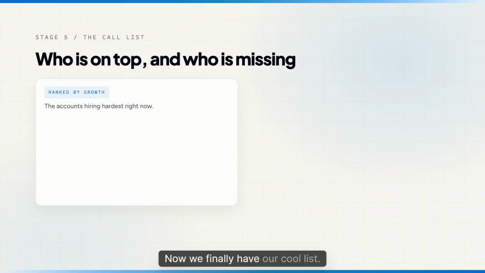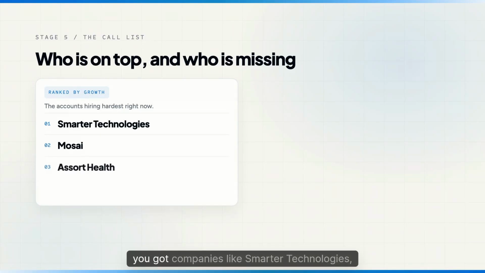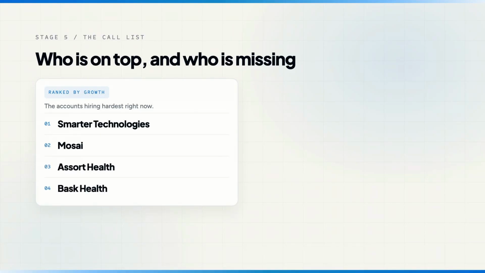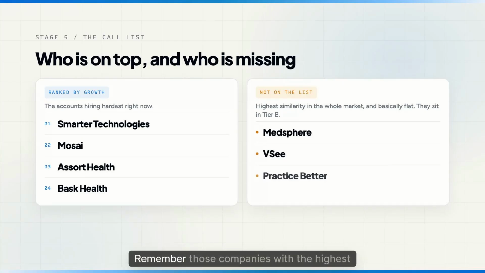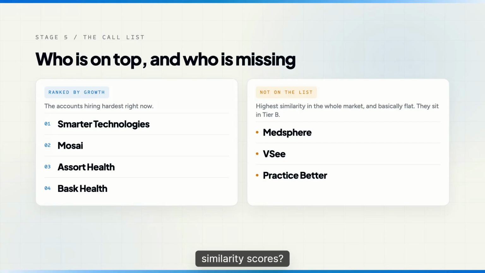Now we finally have our list. At the top, you've got companies like Smarter Technologies, Mosaic, Assort Health, and Basque Health. What's interesting isn't just who's there, it's who's missing. Remember those companies with the highest similarity scores?